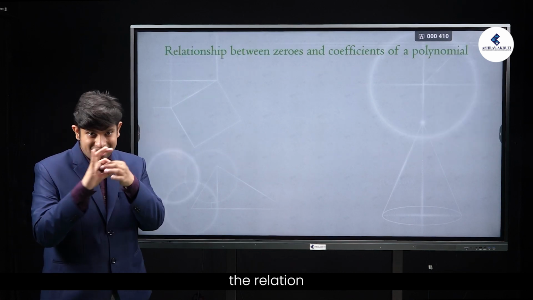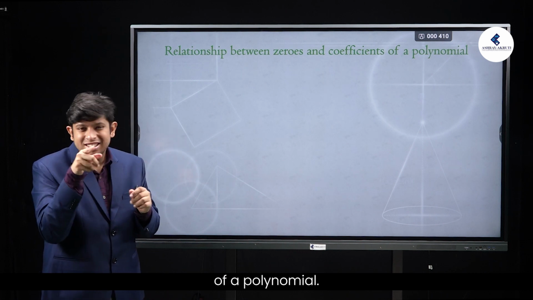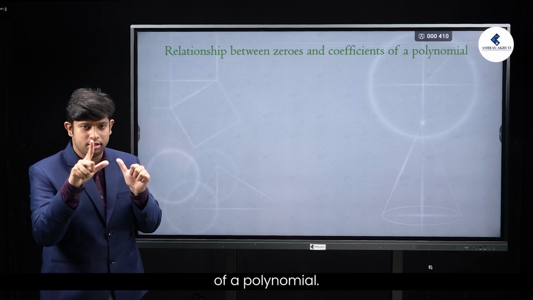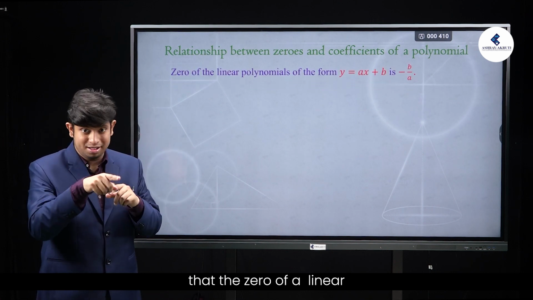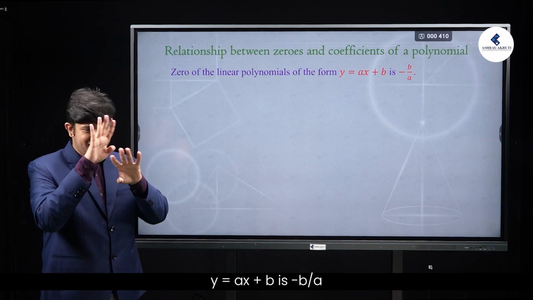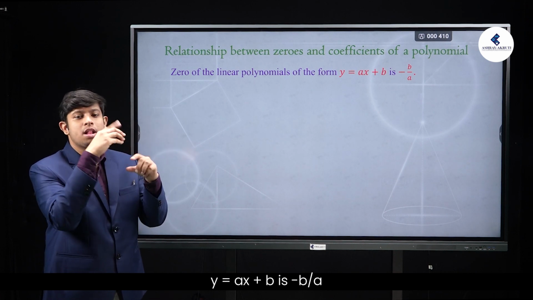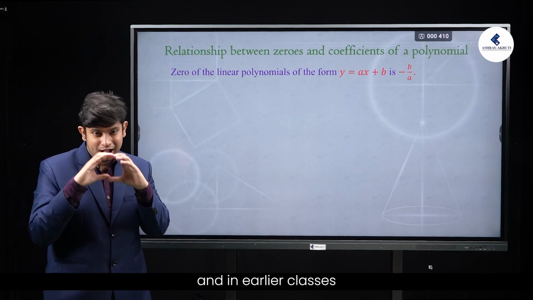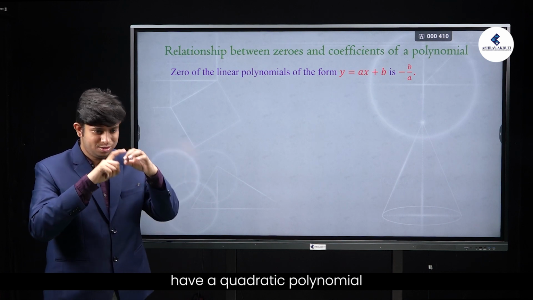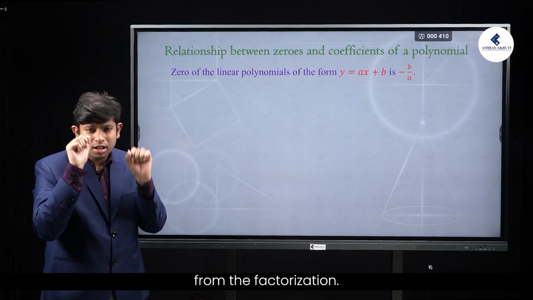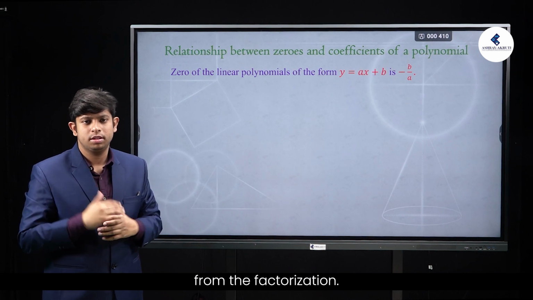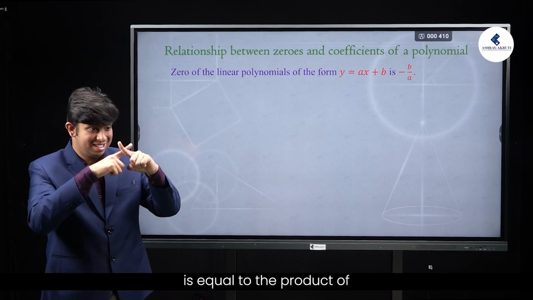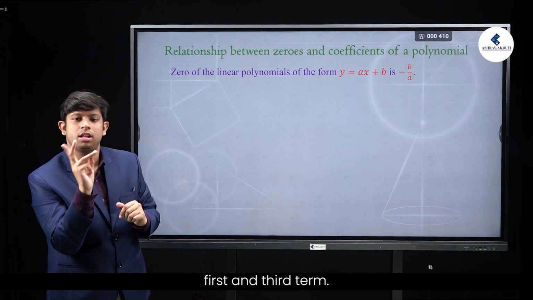Now we will learn the relation between zeros and coefficients of a polynomial. We have learned that the zero of a linear polynomial of the form y equal to ax plus b is minus b by a. And in earlier classes, we learned the zeros of a quadratic polynomial can be found from the factorization. We split the middle term as the sum of those two terms, where the product of those two terms is equal to the product of first and third term.